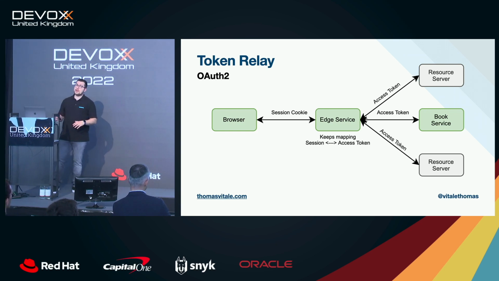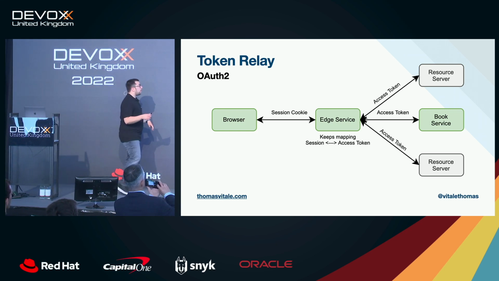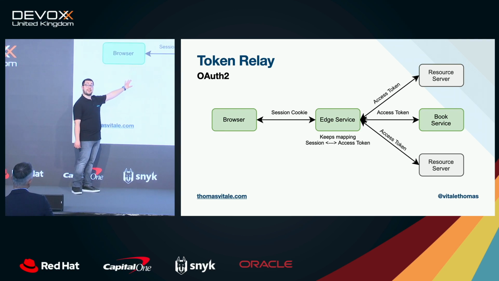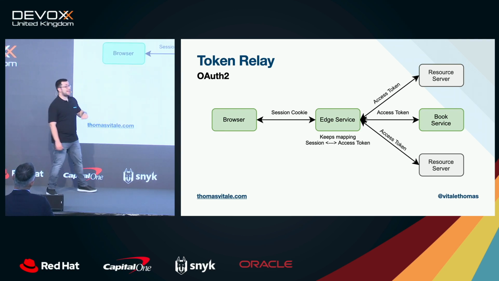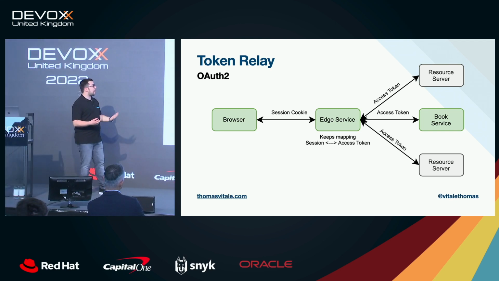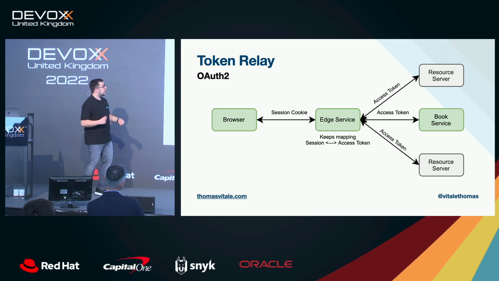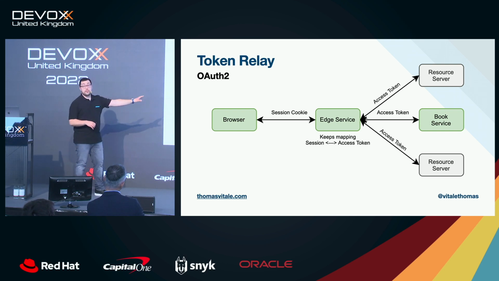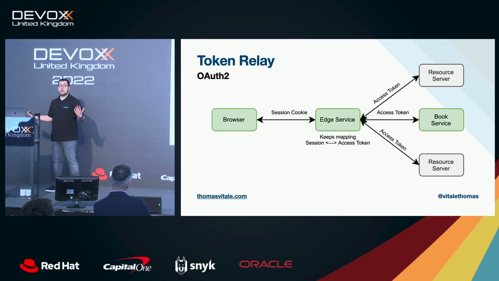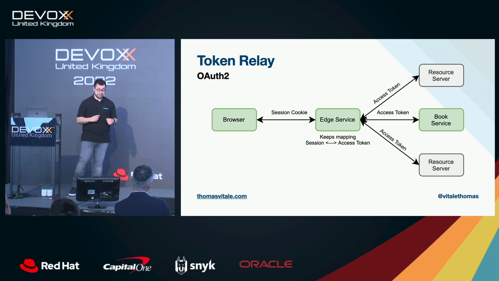In the case of web applications, what I like to have is keep the good old session cookie between browser and edge service. Edge service will keep a mapping between a session cookie and an access token that is returned by, for example, Keycloak. So we're talking about OAuth 2. And then that token is forwarded to book service and the other services in the backend that in OAuth 2 are called resource servers.